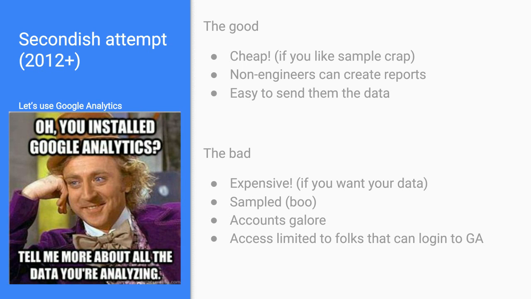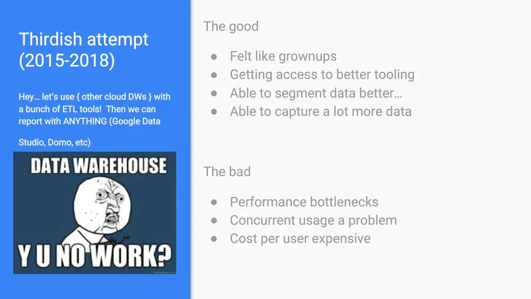Some of the pain points that we encountered, as I'm sure quite a few folks have: it gets expensive if you actually want access to your data. It's sampled, once again, boo. Segregating clients meant segregating accounts, which was not exactly the optimal way of managing. And the folks that wanted access were limited to people with GA access. This created a problem for us when we were looking at creating global views of our platform.